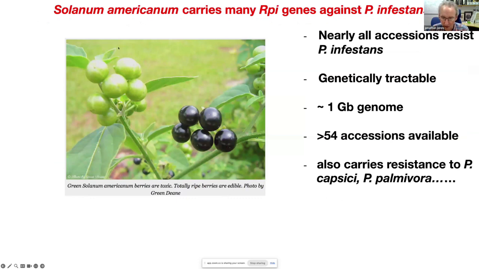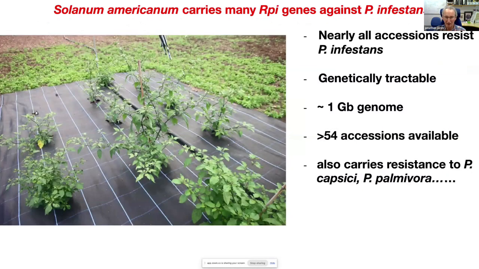So we've gone to various wild relatives. Solanum venturii was an early one, but we do a lot now with this relative, Solanum americanum, because it's a very tractable model system, and it contains a lot of genetic variation for recognition of effectors from Phytophthora infestans, but also from Phytophthora capsici and Phytophthora palmivora. I won't have time to go into that. I'm going to stick to infestans mostly, at least.